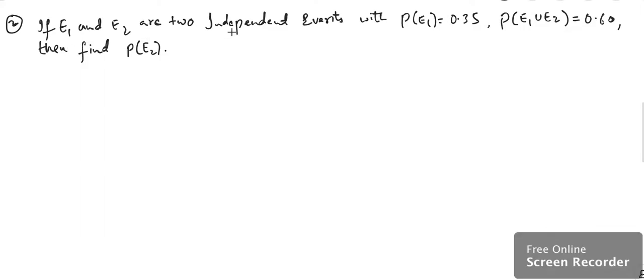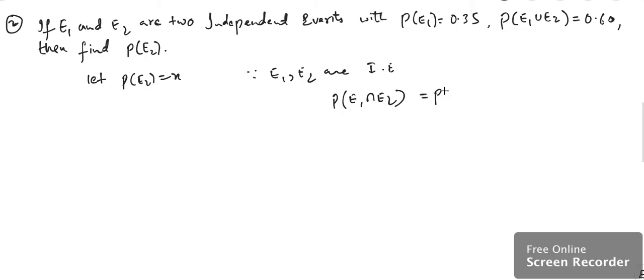Let's just solve another question. If E1 and E2 are two independent events with probability of E1 being 0.35 and the union is 0.60, we need to work out probability of E2. So let us take probability of E2 as X. Since E1 and E2 are independent events, just now we have seen in the earlier question, their intersection will be written as the product of the two.